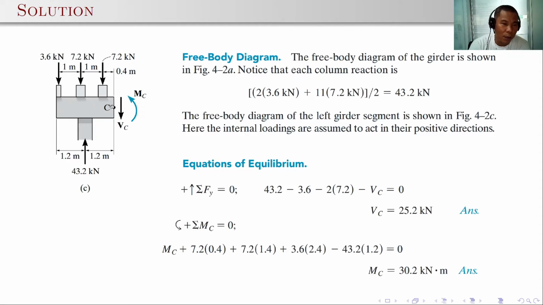Then solving for the moment, sum of moments at point C. If a force tends to create a counterclockwise moment, that is positive. A clockwise moment is negative. So here M sub C is counterclockwise, so that's positive. M sub C plus 7.2 times 0.4, plus the other 7.2 times 1.4, plus 3.6 times the distance 2.4, then minus the reaction, 43.2 kilonewton, times the distance 1.2 meter, then equate to 0. Here the moment at point C is equal to 30.2 kilonewton meter. Again, the result is positive, which means our assumed direction of the moment, which is counterclockwise, is correct.